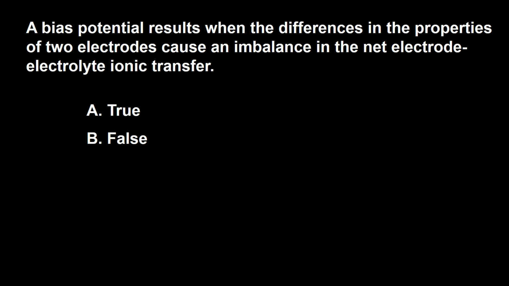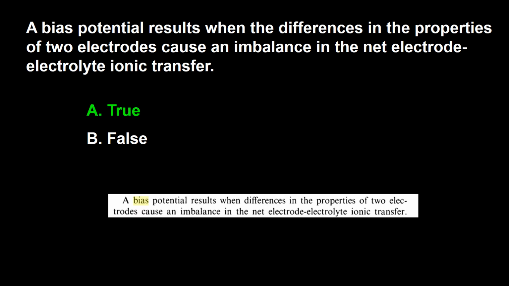Next question is, a bias potential results when the difference in the properties of two electrodes causes an imbalance in the net electrode-electrolyte ionic transfer. True or false? The answer is true. I hope you got this one right. The wording of this question is literally taken out of a book. I do not remember which, but I vaguely remember seeing a similar question in one of my old boards.